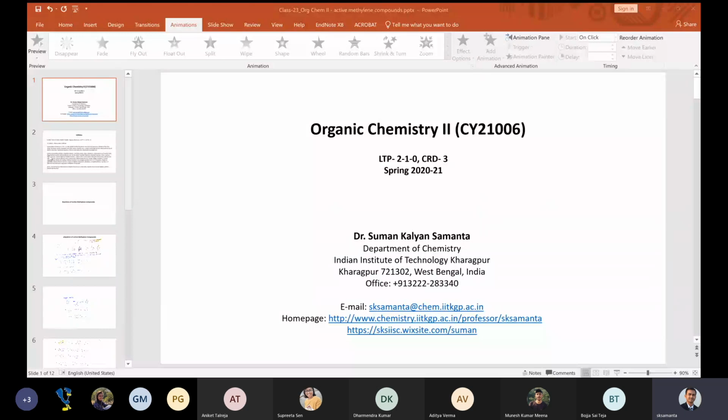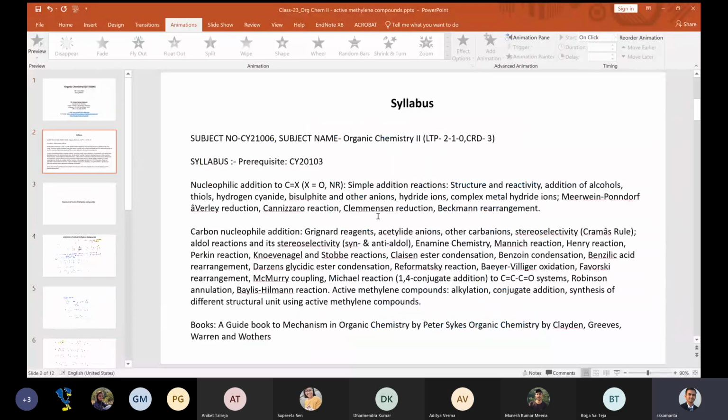Okay. So today is the last one. We will finish the syllabus. As you can see in the syllabus, most of the items are covered already. So today we will be covering the last one, which is active methylene compounds. The active alkylation, conjugate addition, synthesis of different structural unit using active methylene compounds.